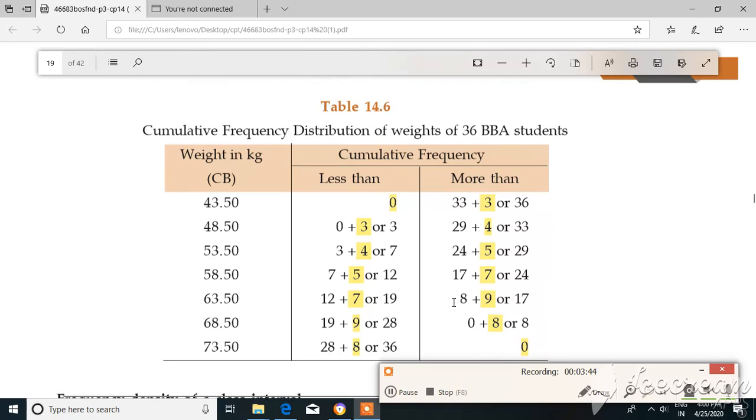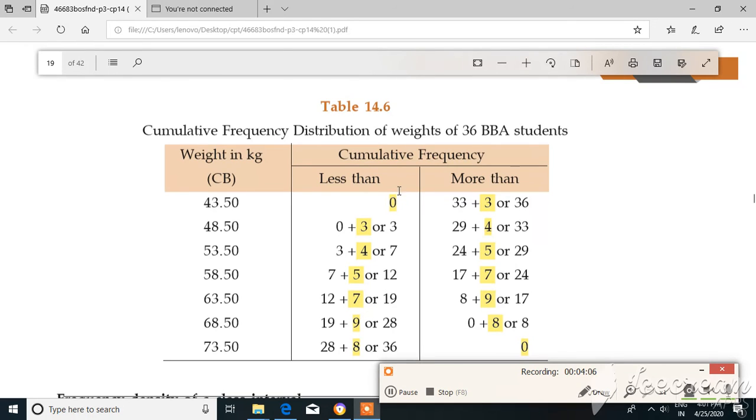Now here they did some mistake. So here it should be actually this 8 should be there. Okay, so they have given here 0. Then I will tell you when one problem is there, how do we find more than cumulative frequency, but generally we are considering this less than cumulative frequency.